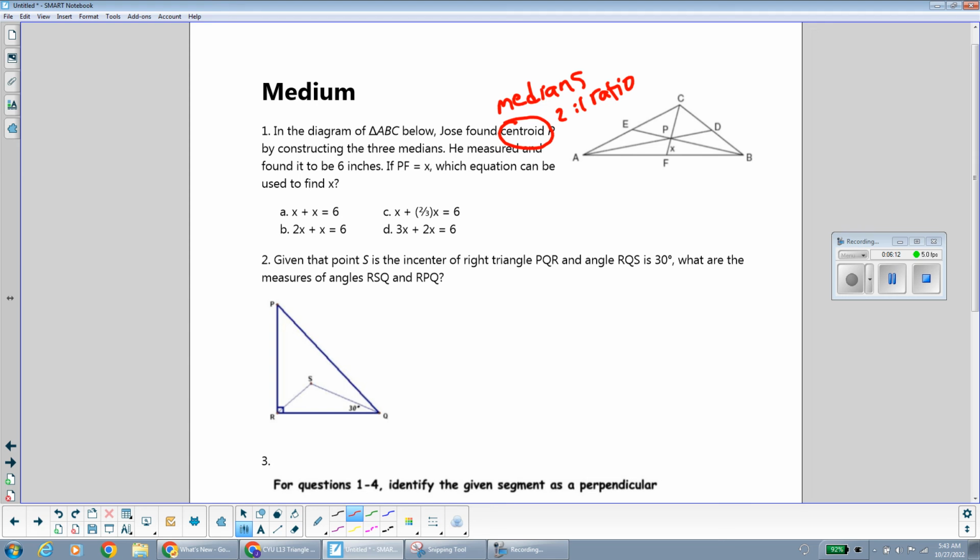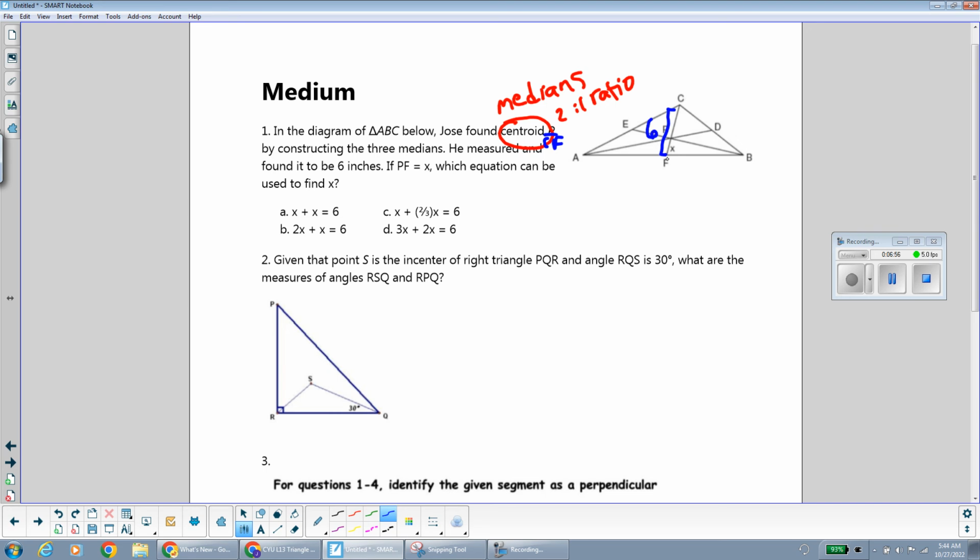He measured and found it to be 6 inches. So that wording here, and I'll fix it on the actual document, so by the time you watch this video, it'll probably be fixed. It's a little weirdly worded. So he measured what and found it to be 6 inches. So I'm guessing he measured median CF. So I'm going to put that here. He measured median CF and found it to be 6 inches. So this whole median here is 6 inches.